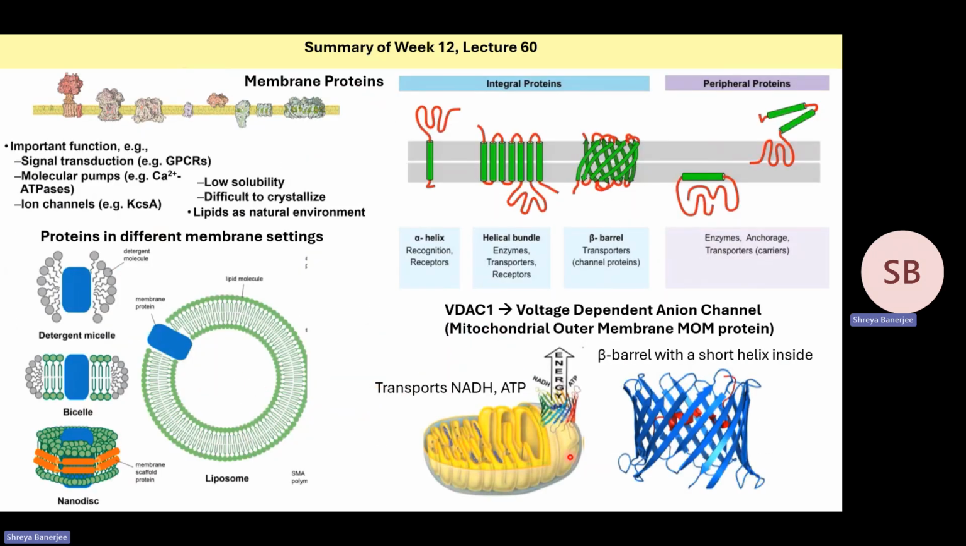So one type of membrane protein that we will just very, very briefly look into is VDAC1, that is voltage dependent anion channel protein. This is a mitochondrial outer membrane or MOM protein. It is present in the outer membrane of the mitochondria, and it is responsible for transporting NADH and ATP inside and outside the cell. This protein has a beta barrel structure with a very short helix inside. You can see the helix is shown in red.